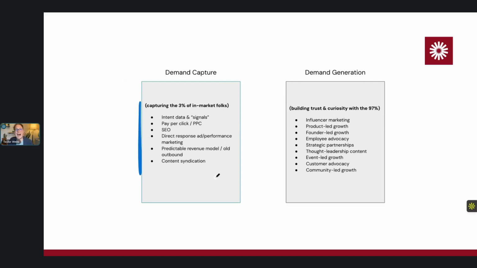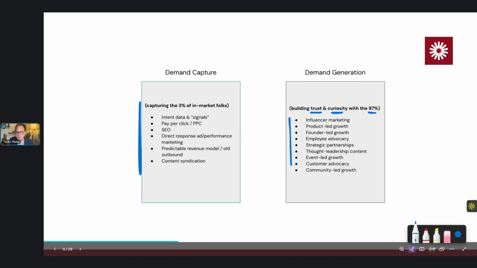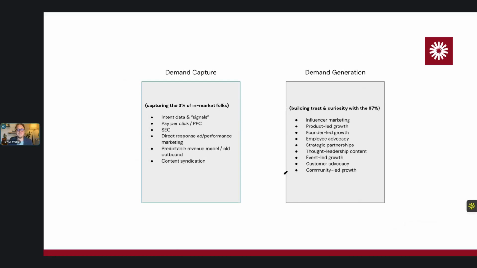And the tactics that I have found to build trust and curiosity, and reach the other 97%, are all these things: influencer marketing, product-led growth, founder-led growth, employee advocacy, strategic partnerships, thought leadership content, event-led growth, customer advocacy, community-led growth. And we'll get into all these things and specific tactics later on in this presentation. And honestly, this is the exciting part of go-to-market. This is the exciting part of demand gen, is all of these areas.